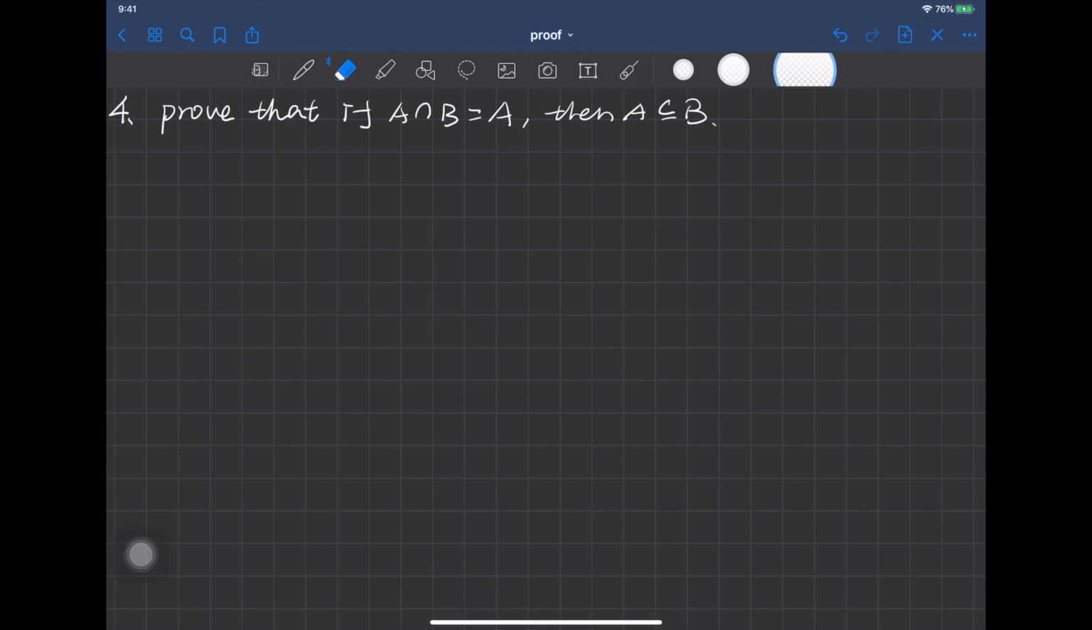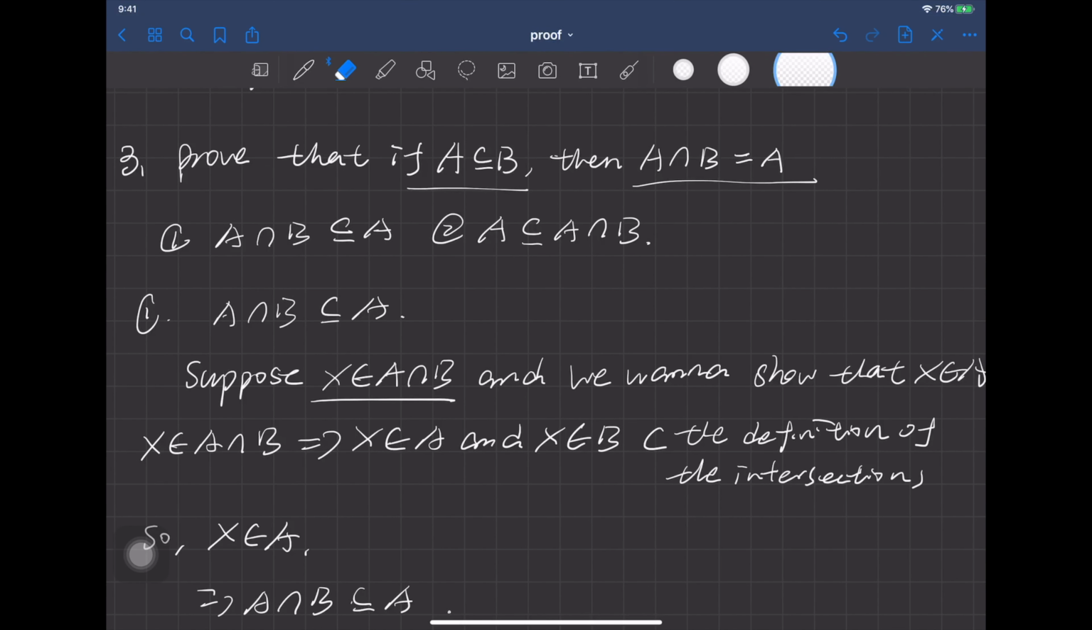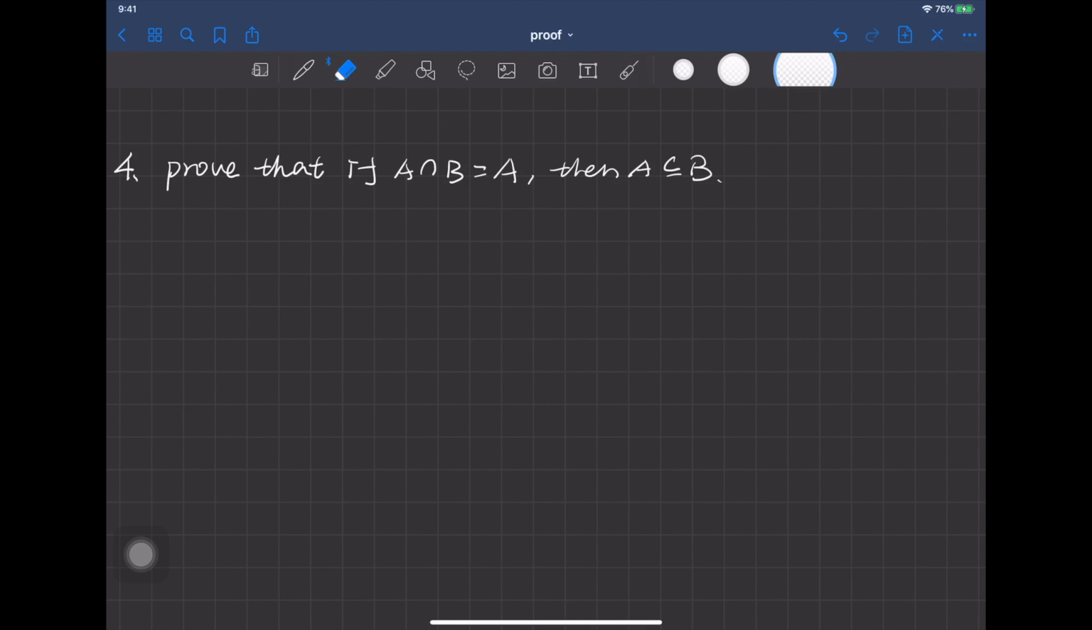Let's look at question 4 here. We want to prove that if the intersection of A and B is A, then A is a subset of B. Because we already proved in question 3 that if A is a subset of B, then the intersection of A and B is A, now the question is whether it is true if we take the condition conversely. So in this case, we can suppose the intersection of A and B is A. If we want to prove A is a subset of B, we want to show every element of A is also an element of B.